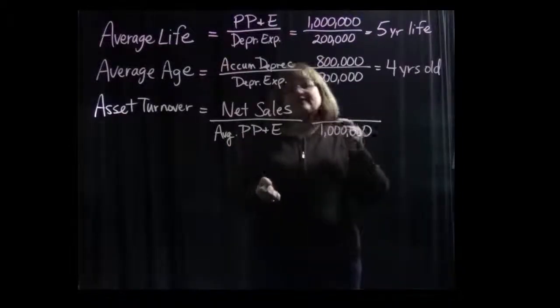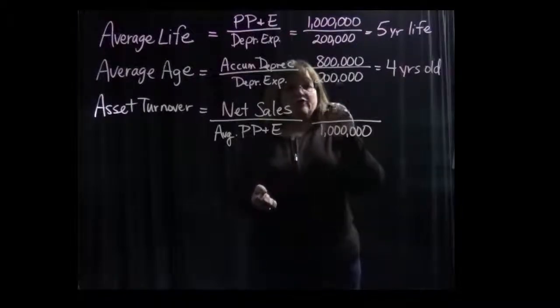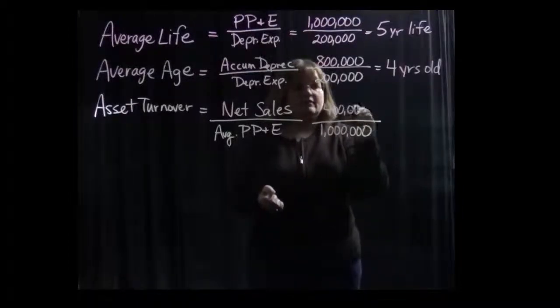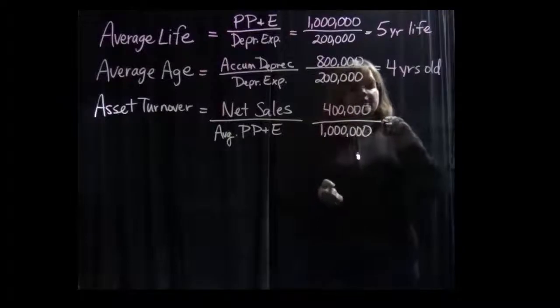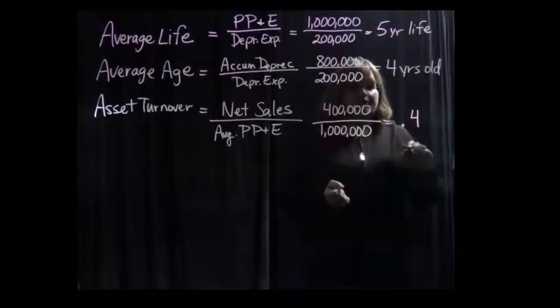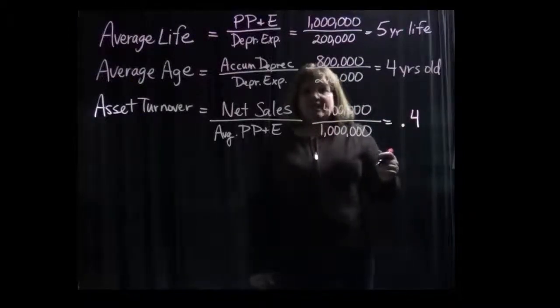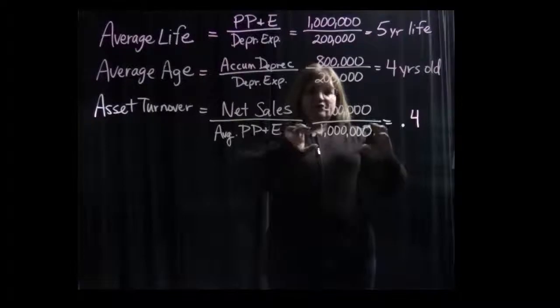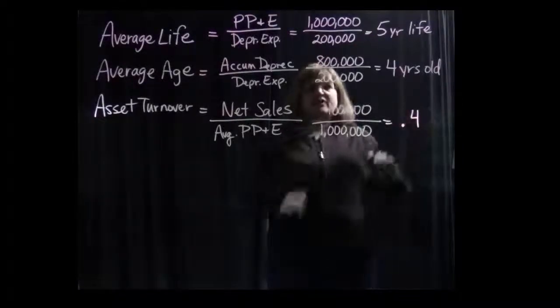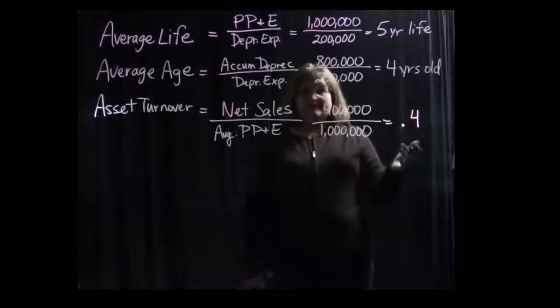And let's say that their net sales were $400,000. That would give you an asset turnover ratio of 0.4. That would give you an indication of how productively the company is using its fixed assets. For every dollar of fixed assets they're creating 40 cents basically worth of additional revenues.